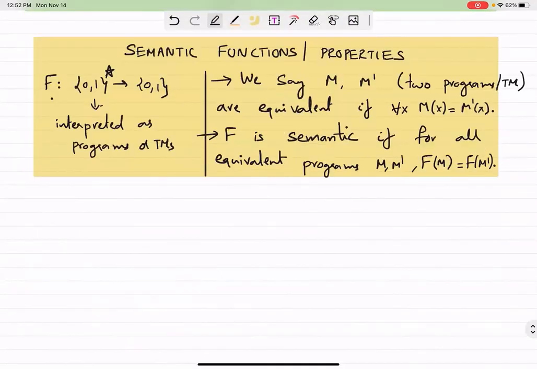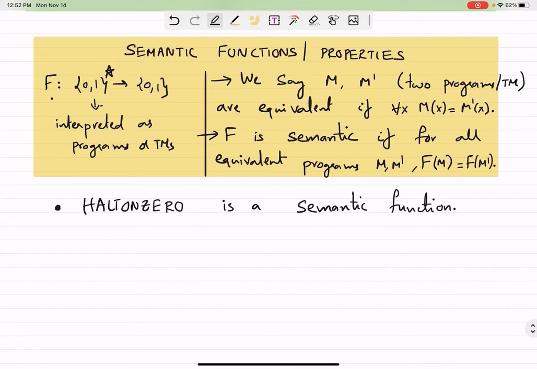Okay, let's look at some examples, right? So my first claim is halt on 0 is a semantic function. Yeah, I agree with that. Okay, so we'll get there. But maybe it's not true for halt on 0, but there could be other seemingly simpler semantic functions.